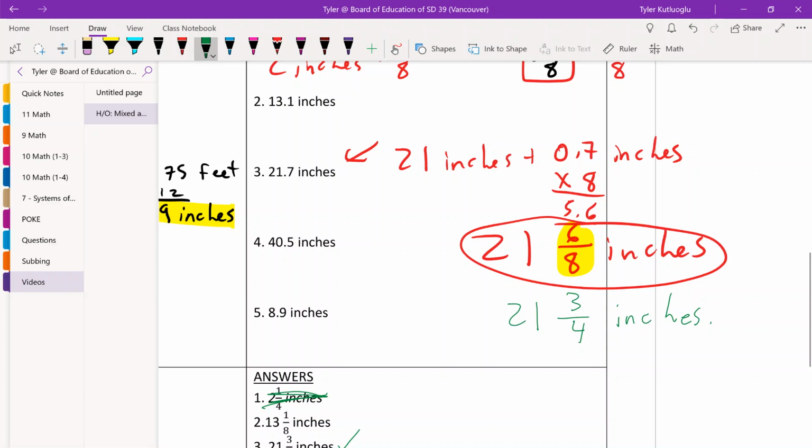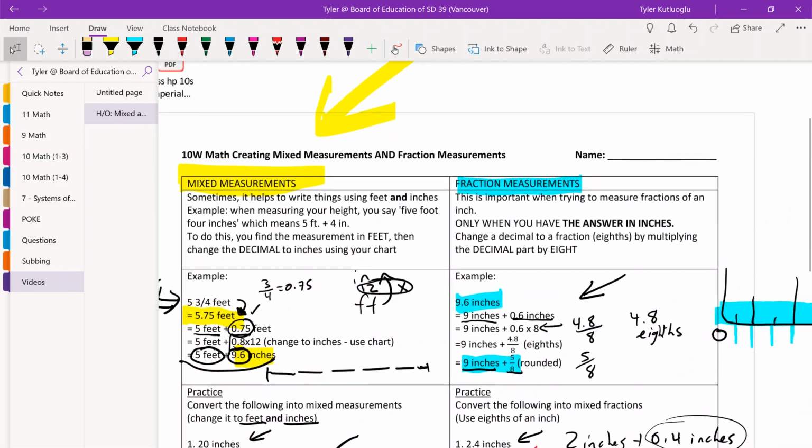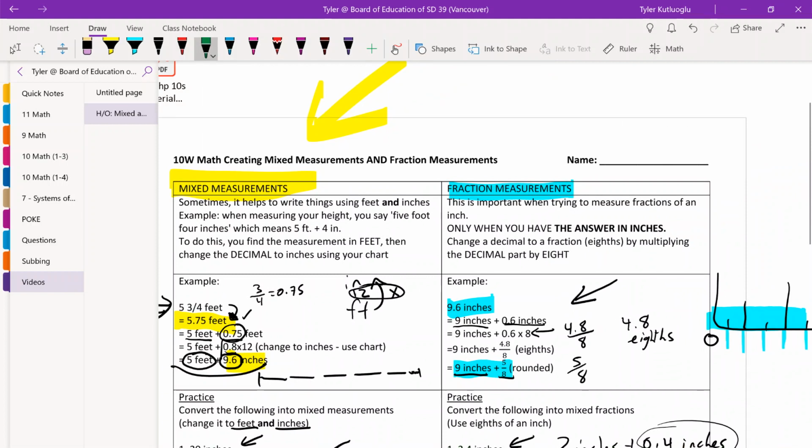Okay, so that's the process. Those are the two skills, whether it's being able to change something like 5 feet into 5 feet and how many inches, or taking something like 9.6 inches and being able to say it in eighths so you could actually measure it using a ruler if you had to. And that's it.